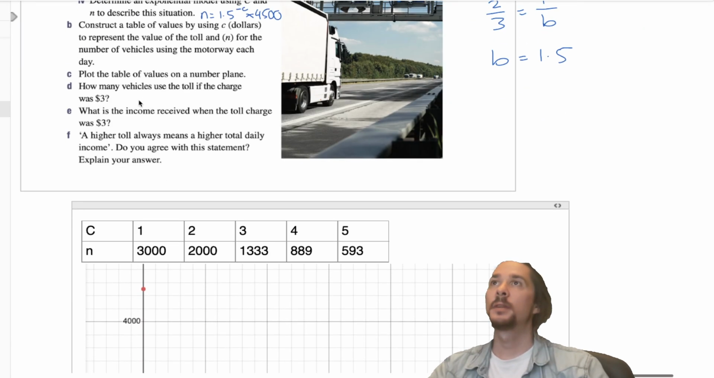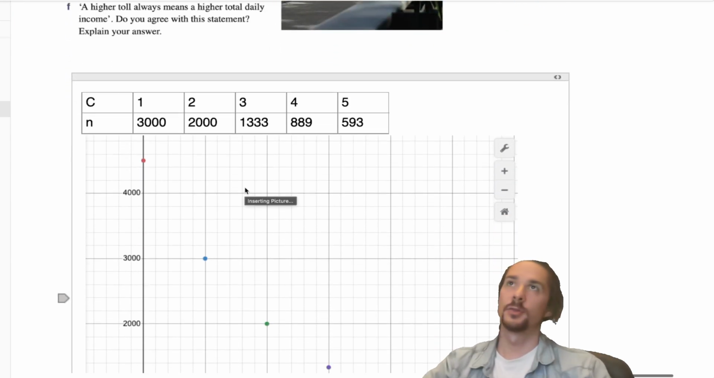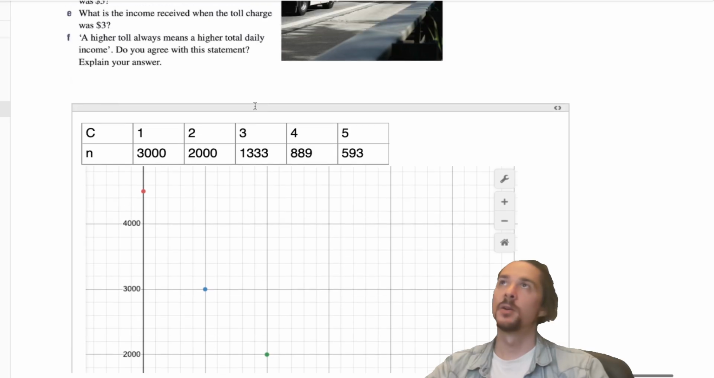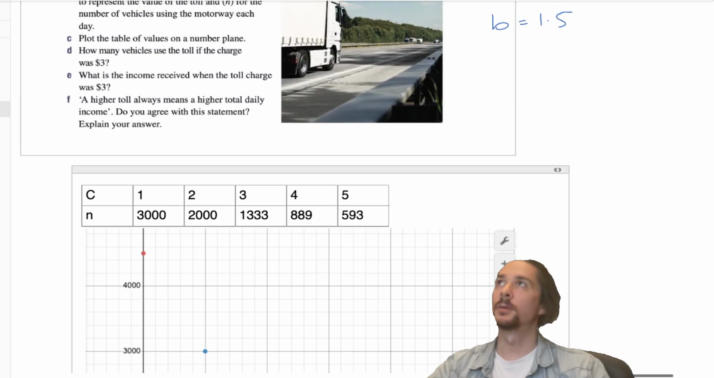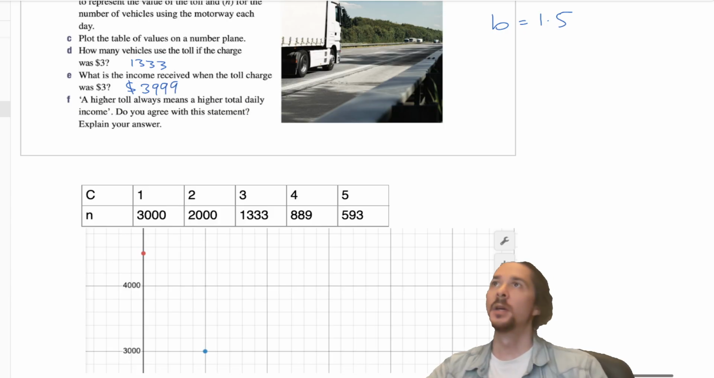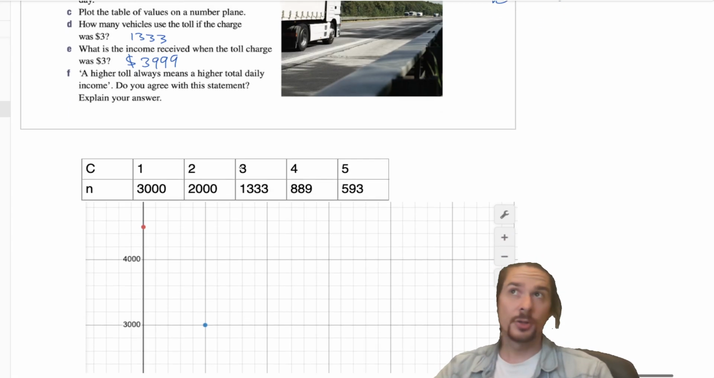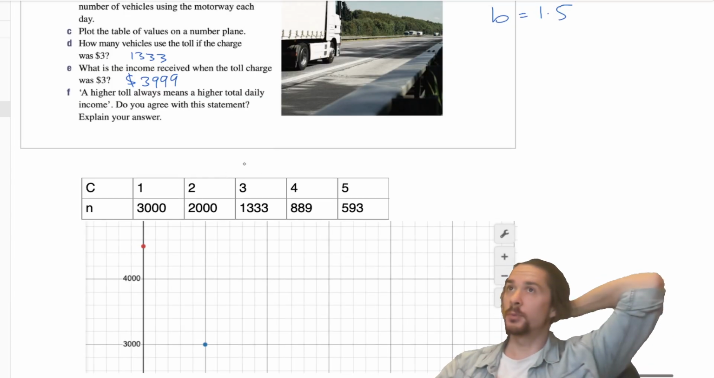Now, how many vehicles use the toll if the charge was $3? Well, the answer we already have is 1,333. If there's that many vehicles each paying $3, then the income received will be 3,999. A higher toll always means a higher daily income. Do you agree with this statement? Okay, I don't. Let's see if we can put some numbers on this.